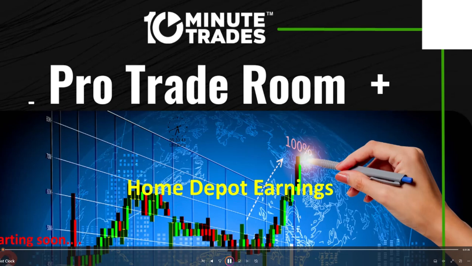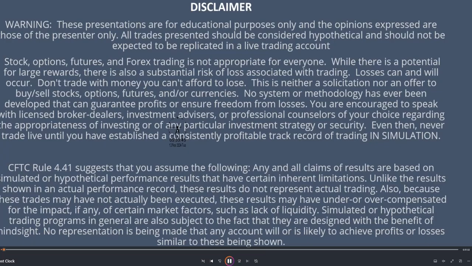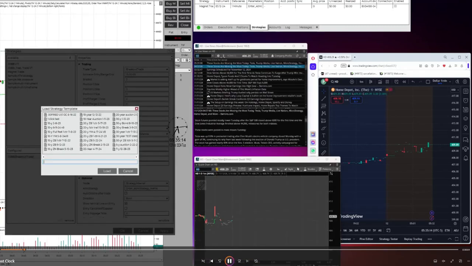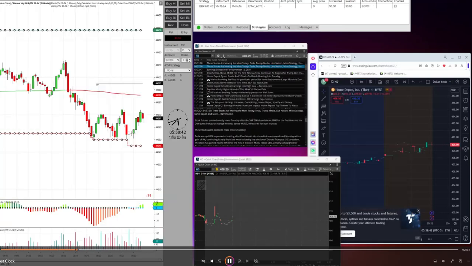So we've been trading Home Depot earnings for a couple of years now, and we know that their earnings are extremely reliable. They come out at 6 a.m. in the morning Eastern Time. So we go into our trade room and we have a variety of different tools that we use, many of which are free.